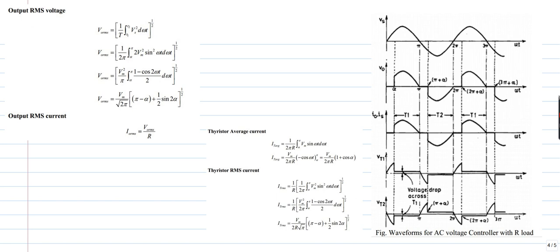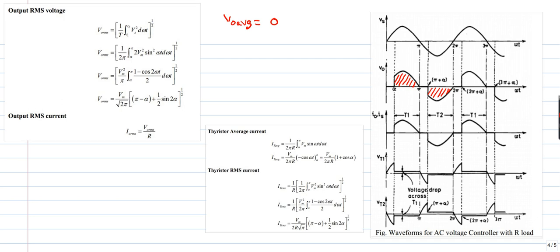Alright, okay, fine. So the first output voltage component is V0 average. Generally the average component is the DC component. So if you see the AC voltage controller output waveform, the positive wave shape area is equal to the negative wave shape area in one complete cycle. So the average output voltage is 0. So the DC component is 0.